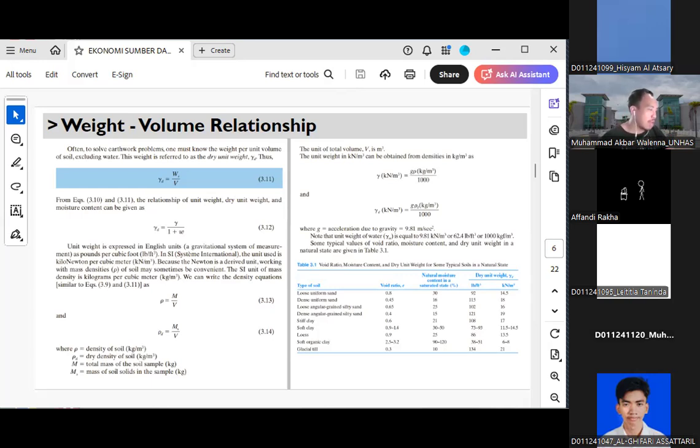The dry unit weight is the weight of soil, but only the solids, divided by the total volume. So it ignores the water and definitely ignores the air. We use this because water can come and go.